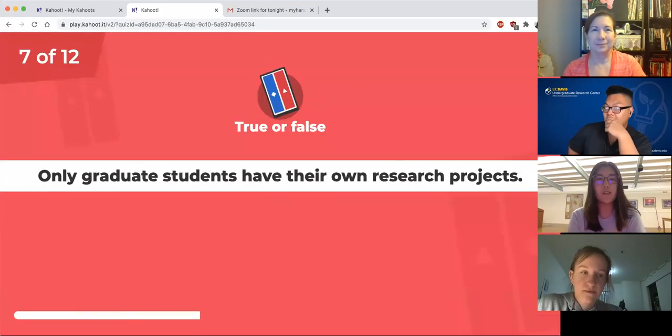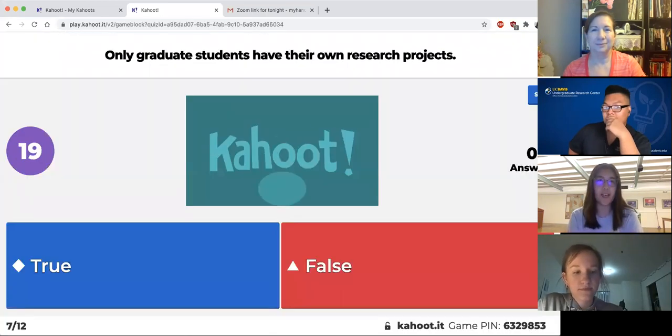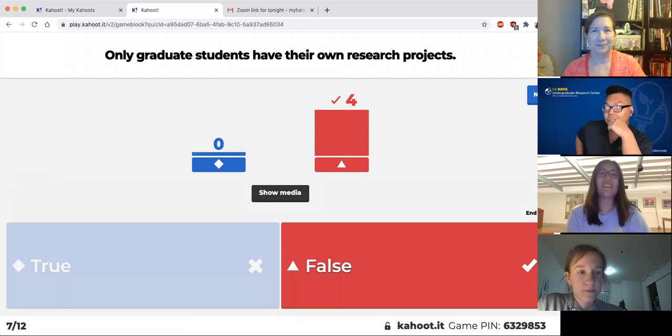Okay, true or false? Only graduate students have their own research projects. Yes. So as an undergrad, you can have your own research projects, and there are even grants and fellowships that you can apply to fund them.